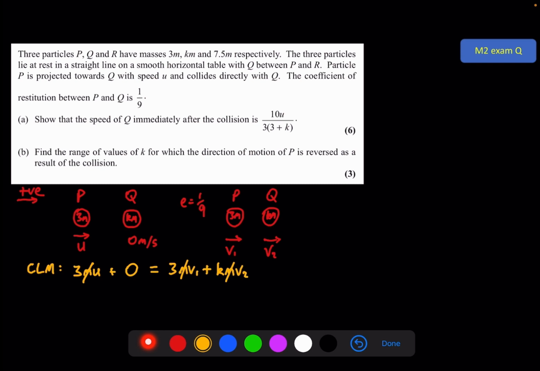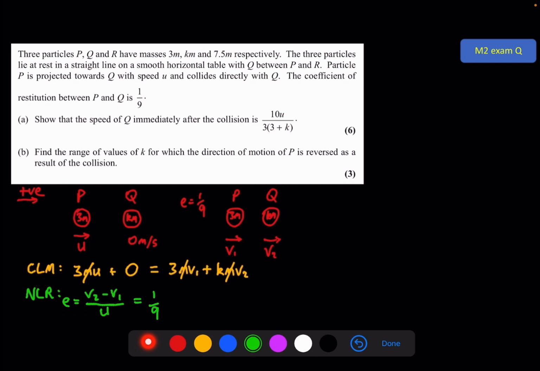And now I need a second equation because we have two unknowns here. The second equation is going to come from Newton's law of restitution. And from our previous video, we know that that is the speed of separation, v2 minus v1. Remember, in this context, I can be confident that v2 as a velocity is greater than v1 because they've impacted here, and P will not continue to impact Q without something else going on. So that's the speed of separation. The speed of approach is just u, because Q is initially at rest, and that has to equal e, which we know is 1/9 from the question.